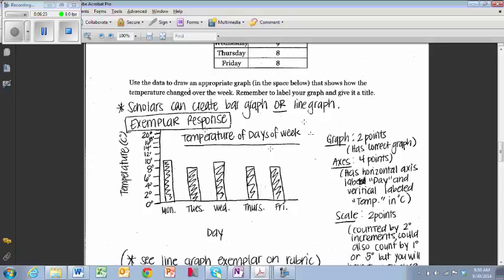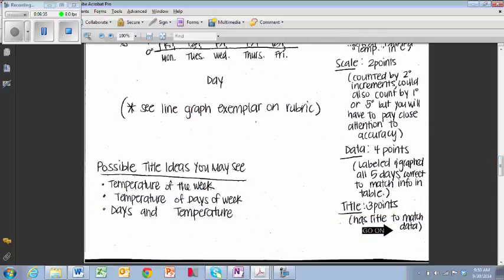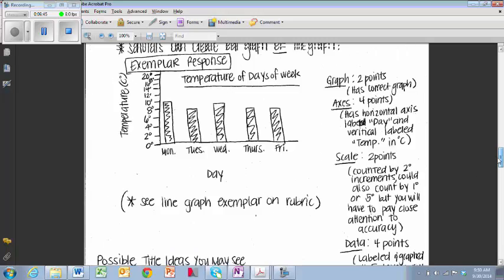So you'll see the example response would be something along the lines of temperature of days of week, and some other things that you might see are temperatures of the week, days and temperature. All of those would be awarded the full 3 points.